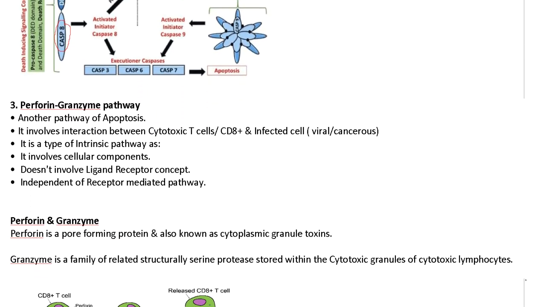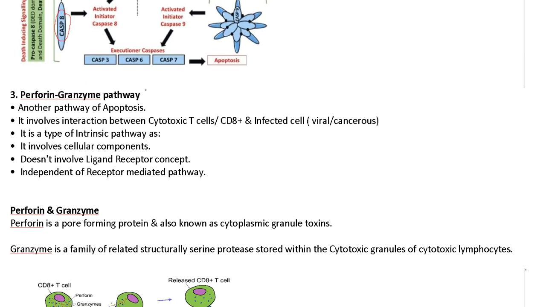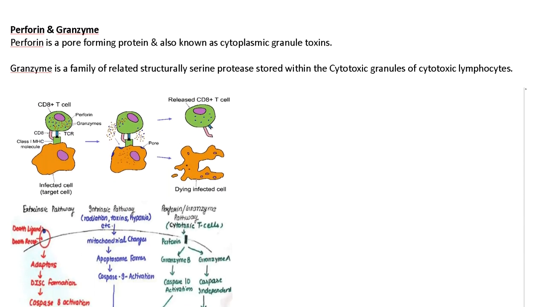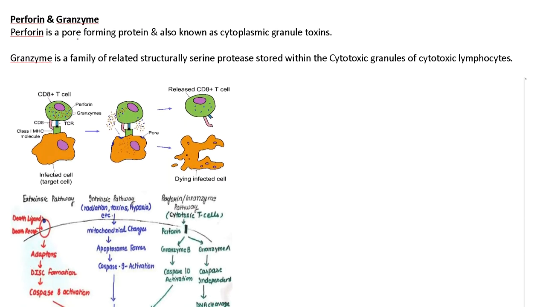The third pathway is the perforin granzyme pathway, where there is an interaction between cytotoxic T cells, CD8 plus, and the infected cell. It is also a type of intrinsic pathway where cellular components are involved. There is no ligand receptor concept, so it is independent of receptor mediation. So what happens here? Perforin is a protein which forms pores.